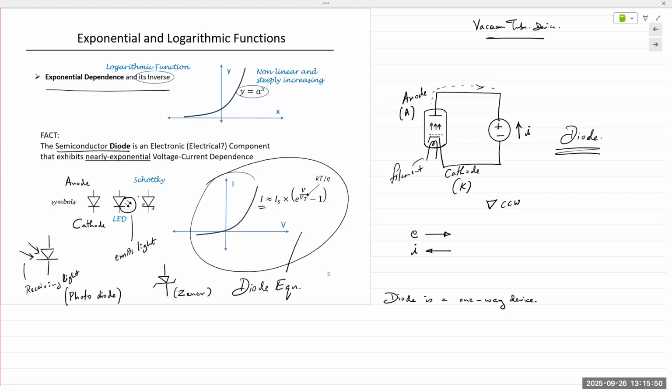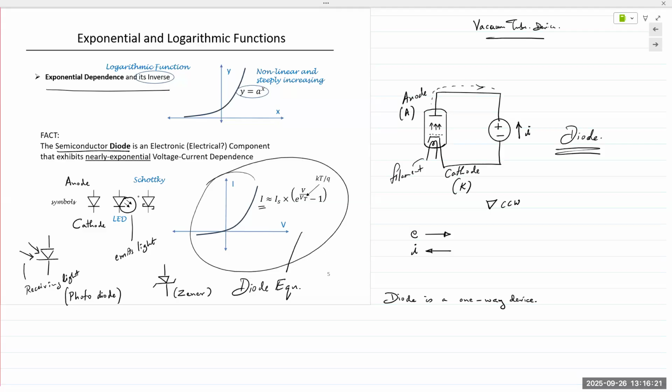The semiconductor diodes, all of them are also one-way devices. If we work them in the opposite direction, meaning we flip the source voltage, then we say that it's operating in the reverse mode or reverse bias. In the reverse mode, nothing will happen. There's no current flowing through. So it behaves as if it's an open circuit. There is no pathway for conduction.